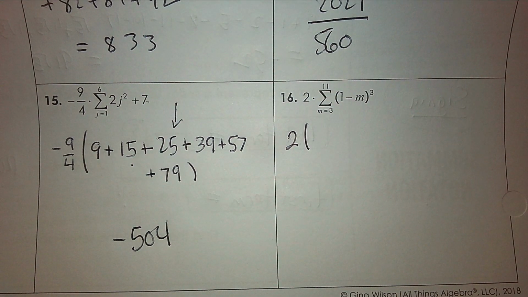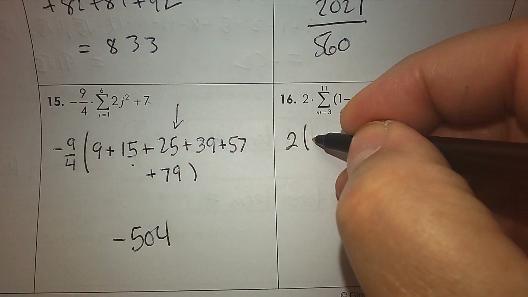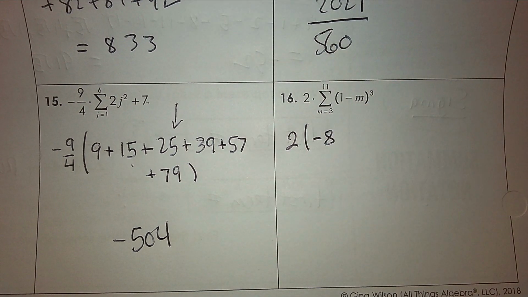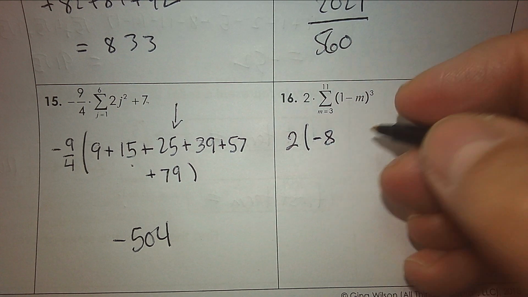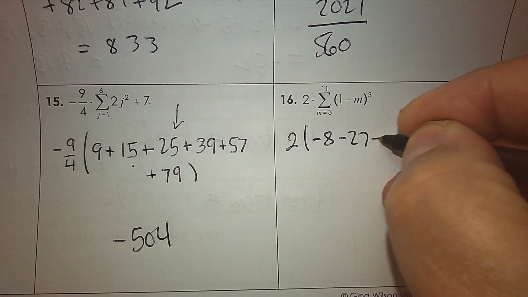Is this an arithmetic rule? No. To the third, right? Cube. So plug in what number first? So 1 take away 3. Think. Negative 2. Negative 2 cubed is negative 8. It's a negative answer. Next, plug in 4. 1 take away 4. These are all going to be negative answers. 1 take away 4 is negative 3, and negative 3 cubed is negative 27.